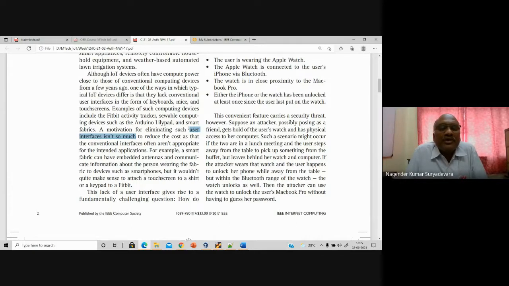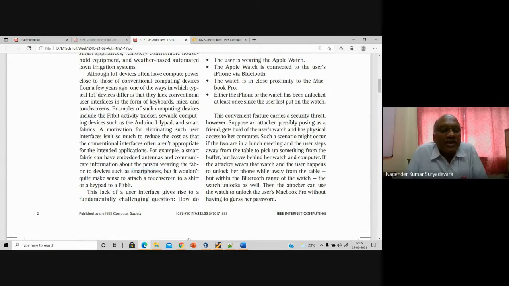Of course, those devices can also interact with your smartphones, and through smartphones you can authenticate them. But that is also not the way to authenticate those IoT devices, if they are connected to your smartphones and through the smartphones you try to provide the usernames and passwords. So this lack of user interface gives rise to a fundamentally challenging question.